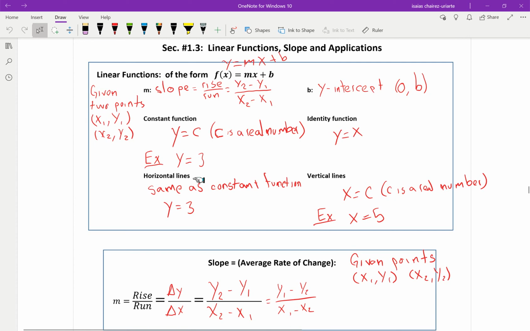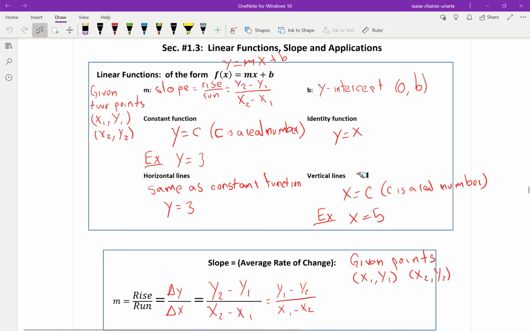Horizontal lines. Well, it turns out that horizontal lines are the same thing as constant functions. Horizontal lines and constant functions are the same thing. So yeah, it's just a function. It's just a horizontal line. There's no change in the y value, no matter what x you throw at it. So constant functions and horizontal lines, you can think of them as the same thing. Now, vertical lines. Vertical lines are a little bit different.